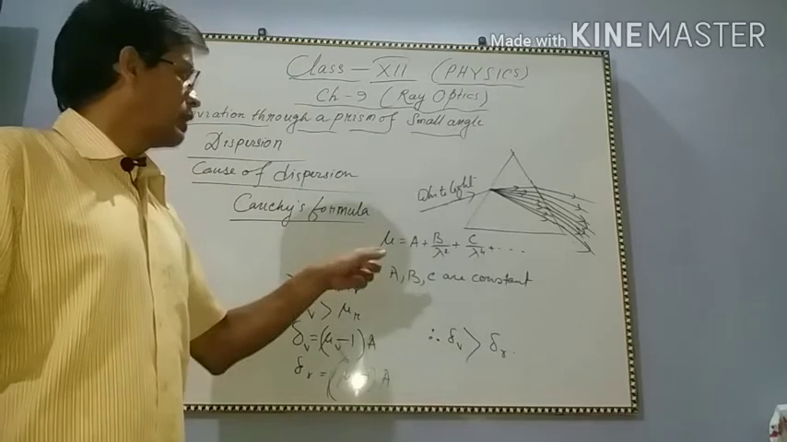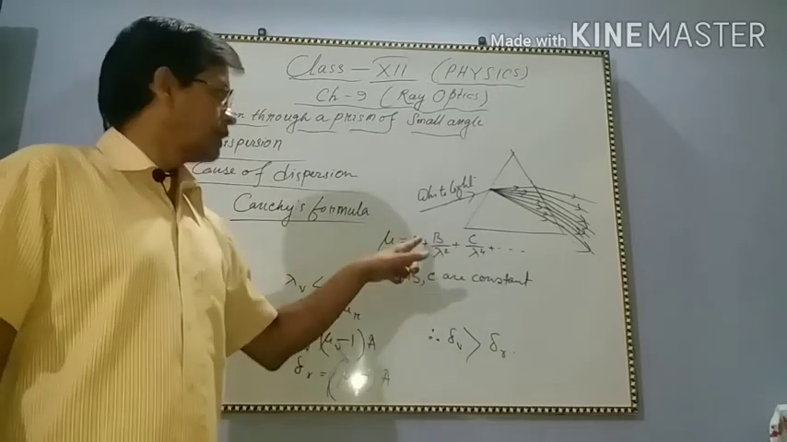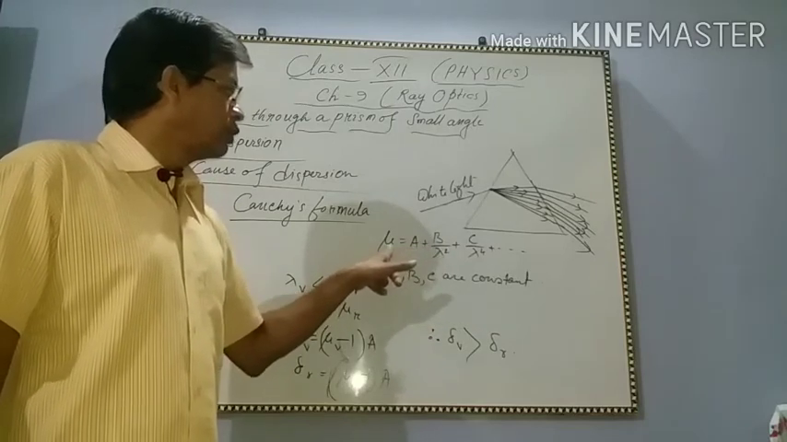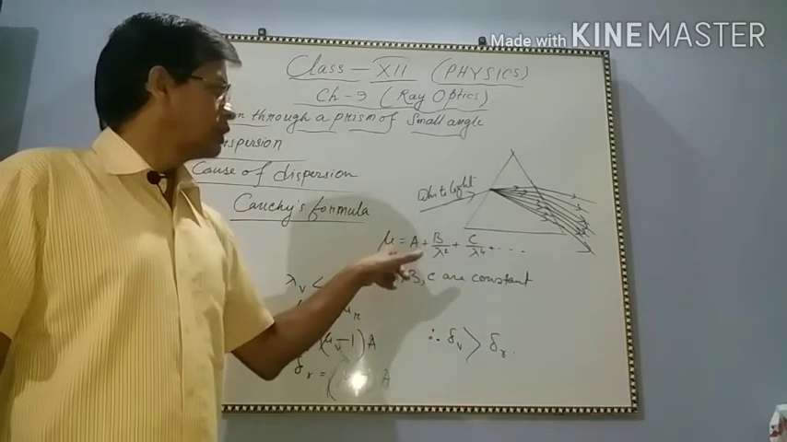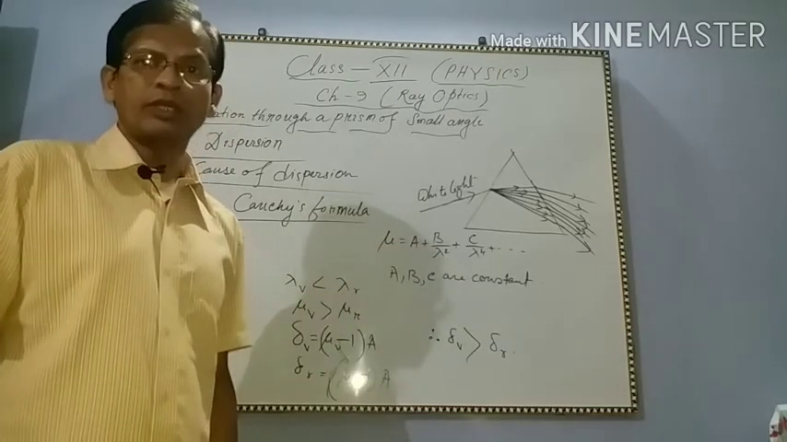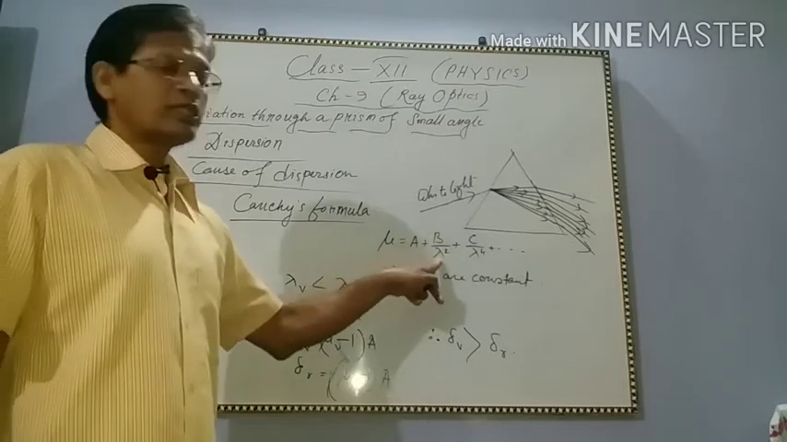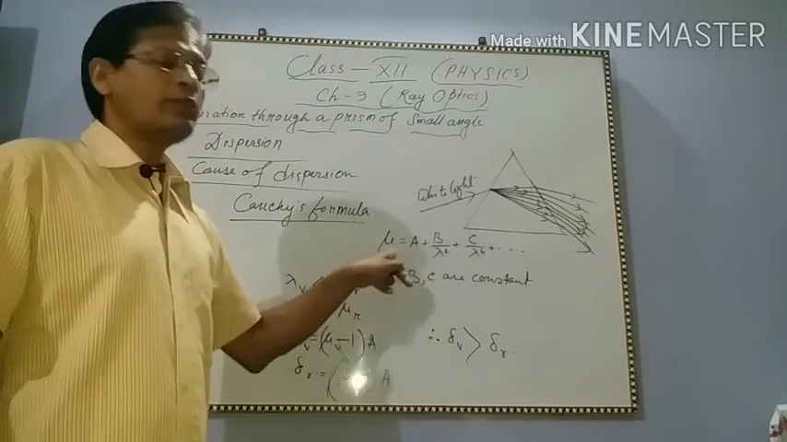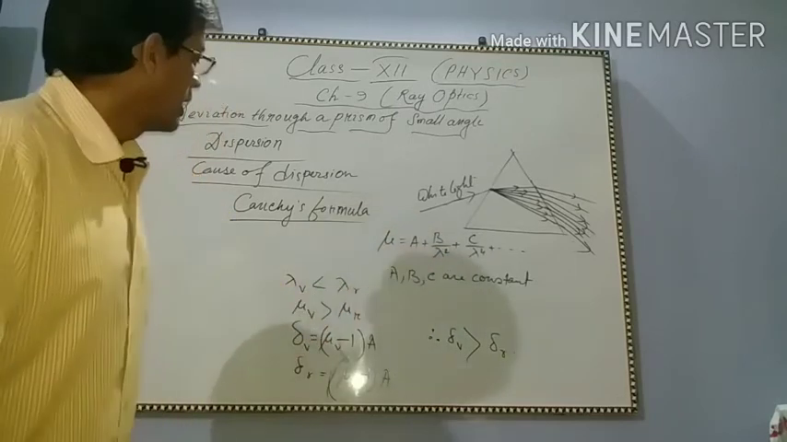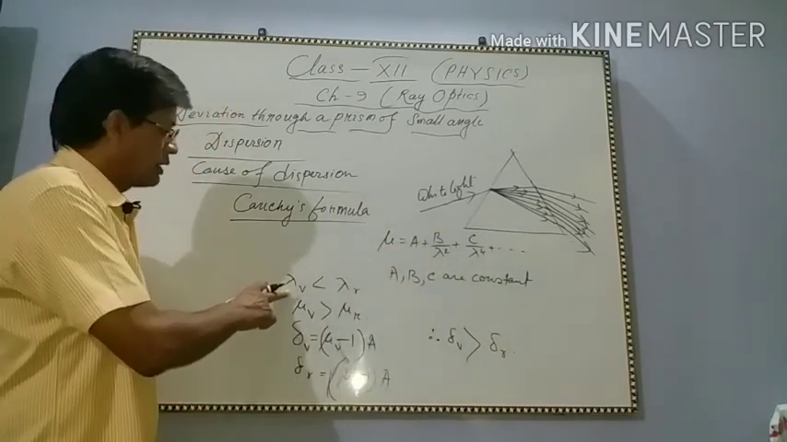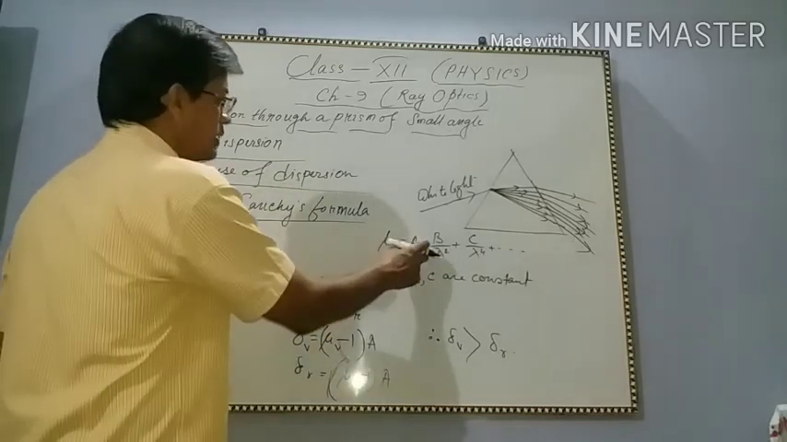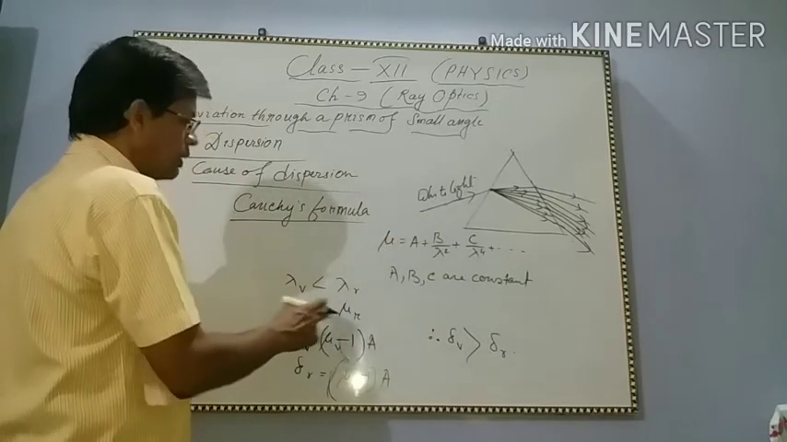Cauchy's formula is this. Here A, B, C are constants. So mu depends upon wavelength. Whose wavelength is more, its mu will be less, and whose wavelength is less, its mu will be more. Now wavelength of violet is less than wavelength of red. So from this relation, mu V is greater than mu R.